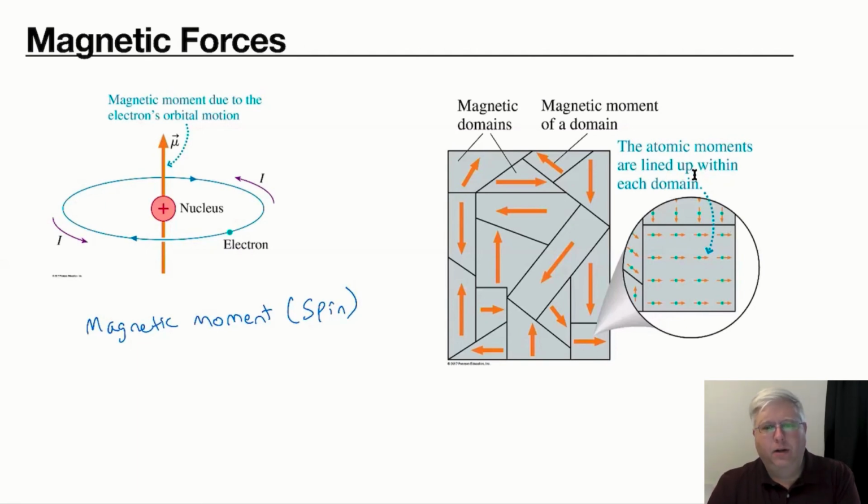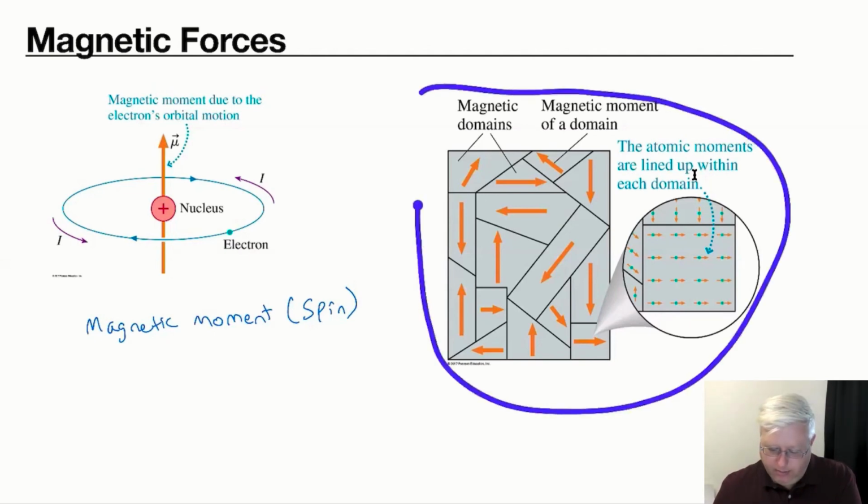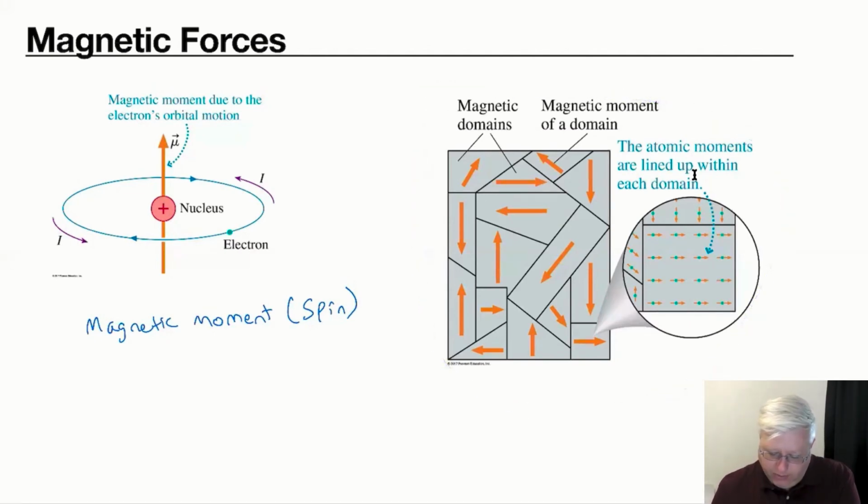And so if we have a typical piece of iron, what happens is that you get these regions, which we call magnetic domains, and that's what the second picture here is of. And so we see these funky shaped pieces inside, and these are the magnetic domains.